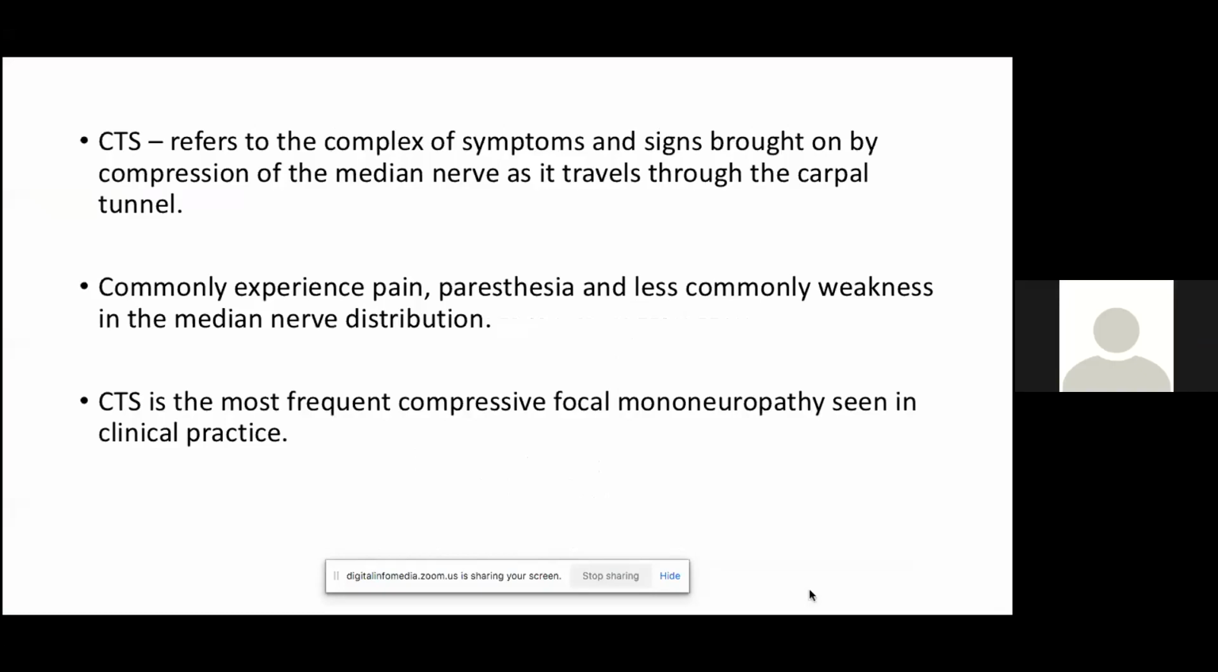Carpal tunnel syndrome refers to the complex of symptoms and signs brought on by compression of the median nerve as it travels through the carpal tunnel. Commonly, the patients experience pain, paresthesia, and less commonly weakness in the median nerve distribution. Carpal tunnel syndrome is the most frequent compressive focal mononeuropathy seen in clinical practice. We see quite a lot of peripheral nerve problems, and carpal tunnel syndrome is the common compressive focal mononeuropathy that we see in clinical practice.